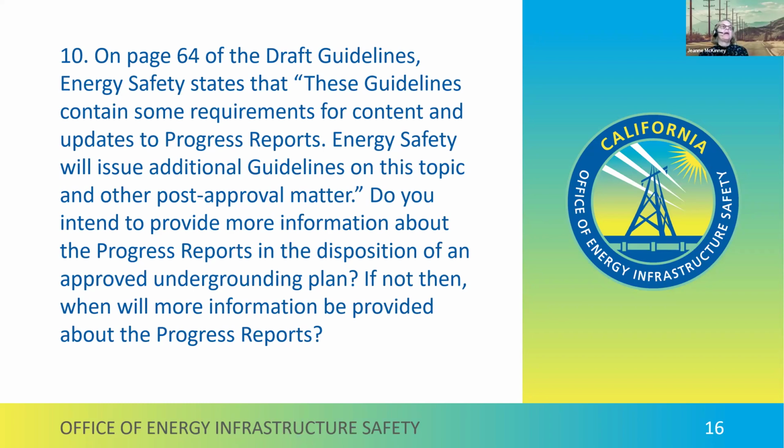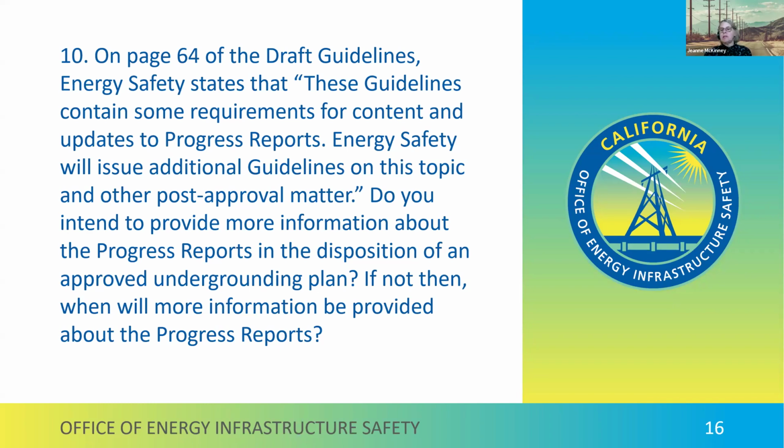Okay, on page 64 of the draft guidelines, Energy Safety states, these guidelines contain some requirements for content and updates to progress reports. Energy Safety will issue additional guidelines on this topic and other post-approval matters. Do you intend to provide more information about the progress reports in the disposition of an approved undergrounding plan? If not, then when will more information be provided about the progress reports?